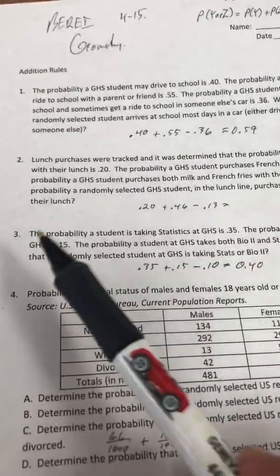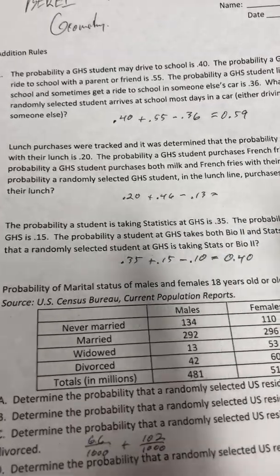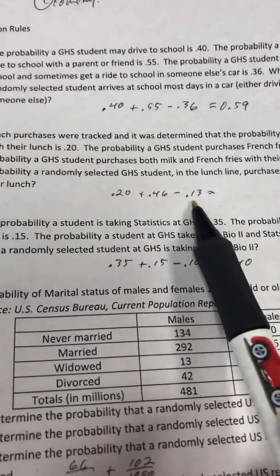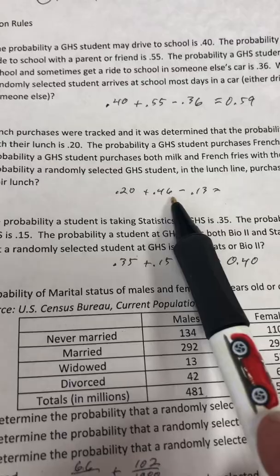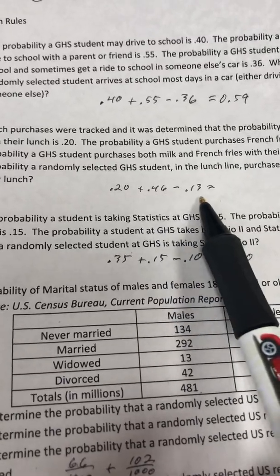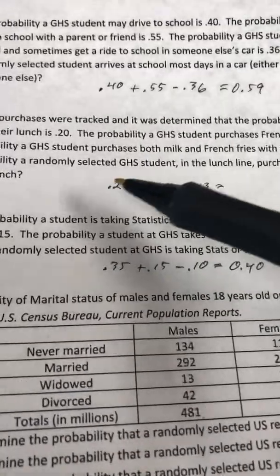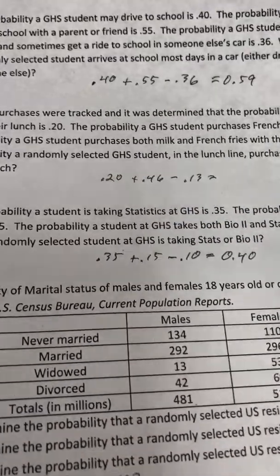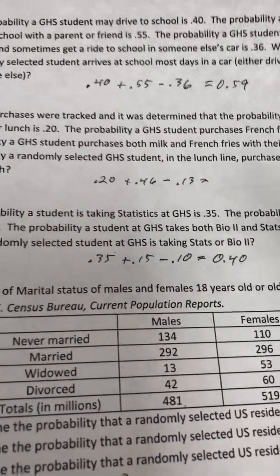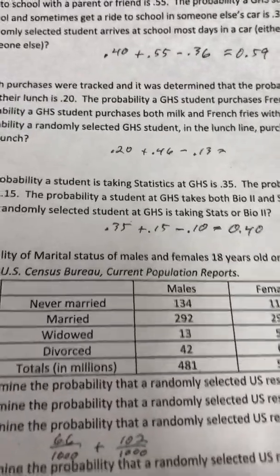Same thing for number two. I'm not going to read number two to you, but setting it up for you, it's the 20% plus the 46% minus 13%. I know I'm saying percentage. In my mind, I'm moving that decimal two places to the right and putting a percent by it, but it's just easier to say that instead of 0.20.